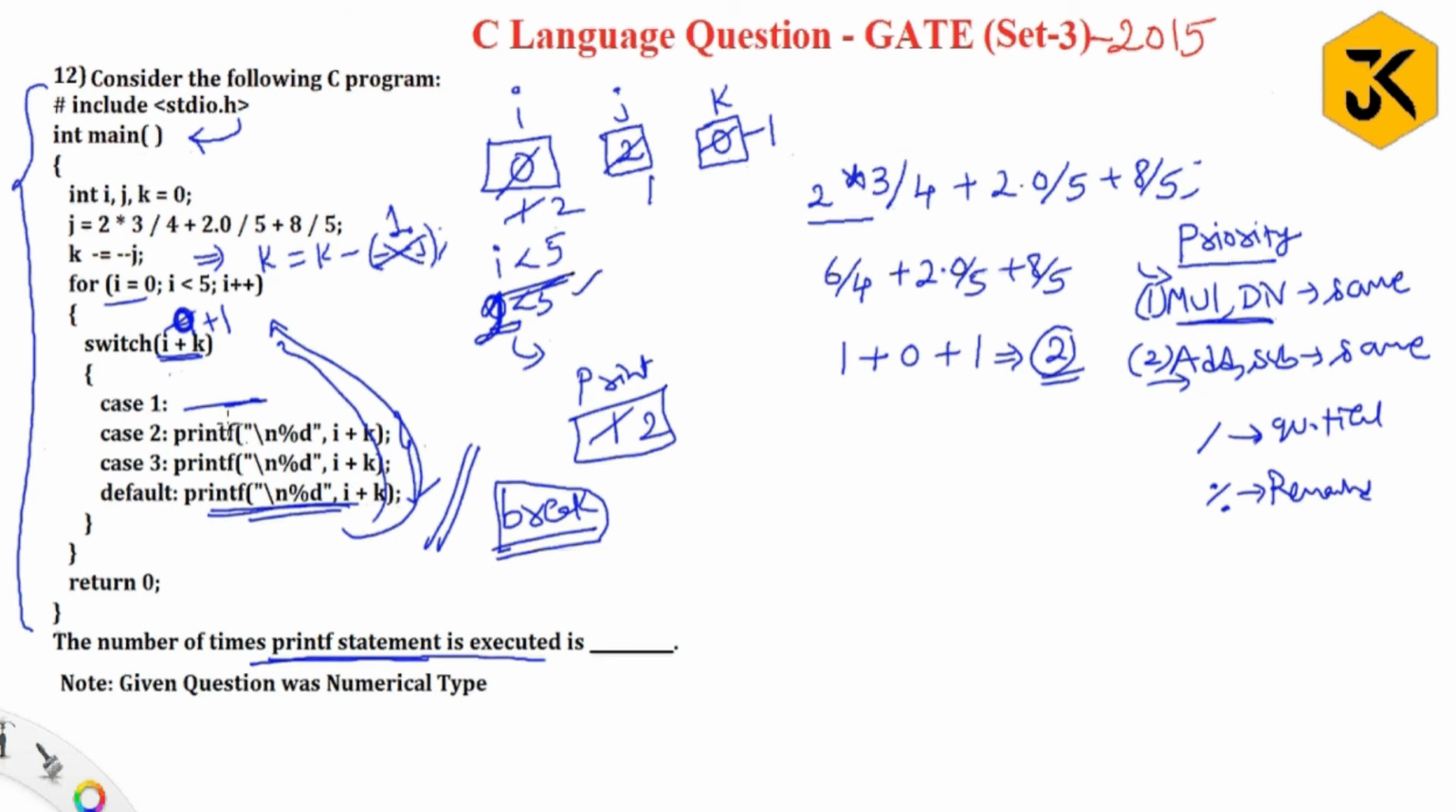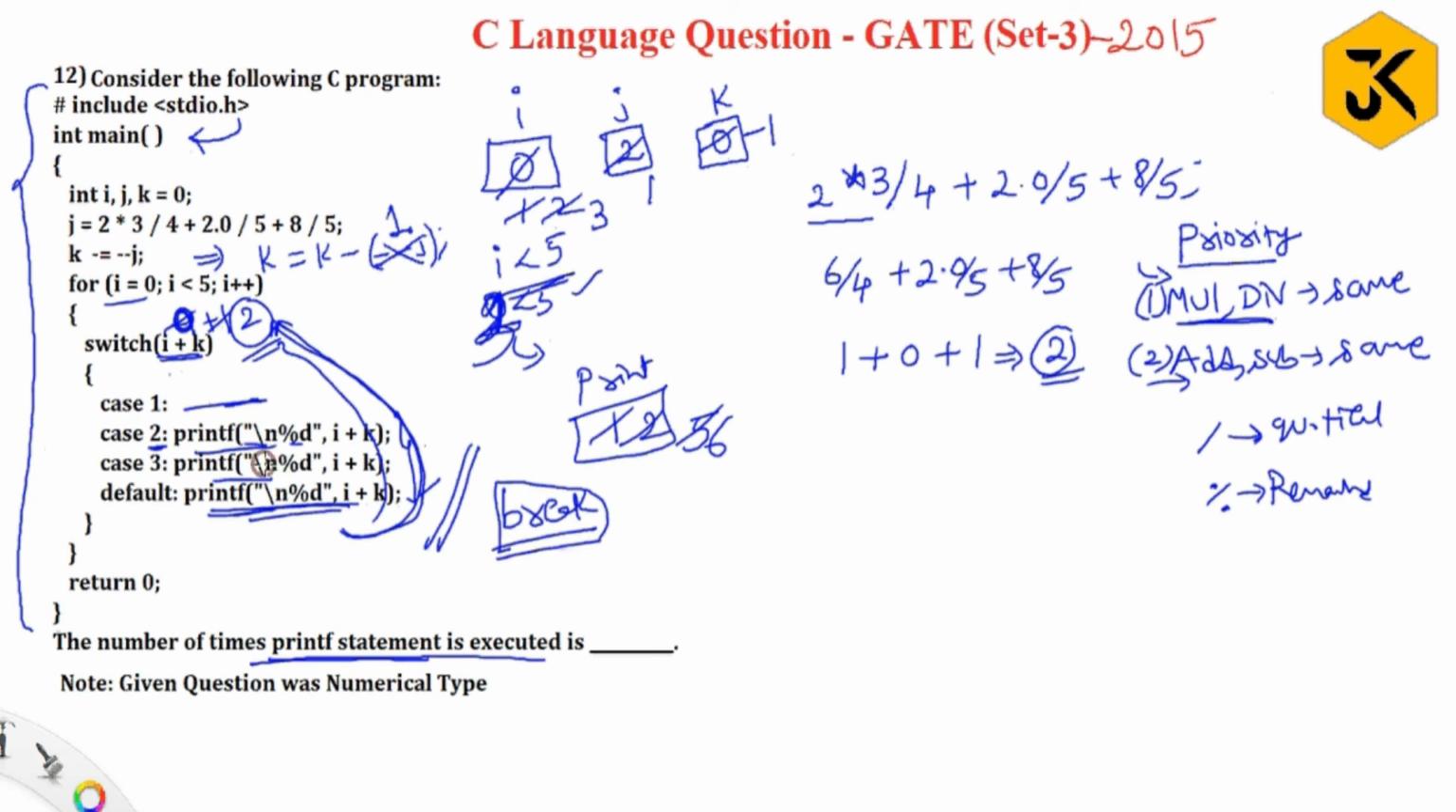So case 1 is executed, that is no print statement. Then the immediate next statements, 1, 2, 3. So 3 times the print statement executes. So total 5. Fine. Now once again it is going to execute. Now the i value will be incremented to 3. 3 less than 5, condition true. Now i plus k is 3 minus 1, that is 2. So case 2 is going to execute. Printf, one time printed, so incremented by 1, that is 6.